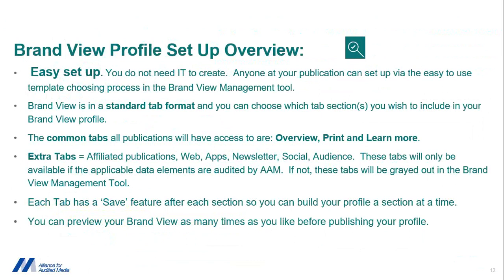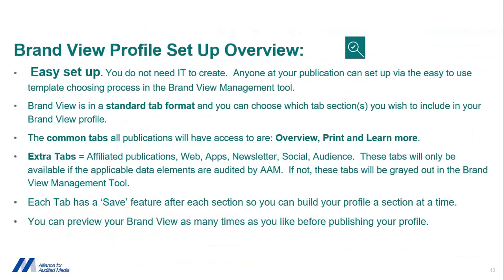Brand View is set up in a standard tab format, so you can choose what you really want to highlight in your Brand View profile. The most common tabs that are available to all our publications are an Overview tab, a Print tab, and a Learn More tab. We do have extra tabs with affiliations if you're part of our website program, apps, newsletters, social media, things like that. If you had that information audited by us, that information would be available.